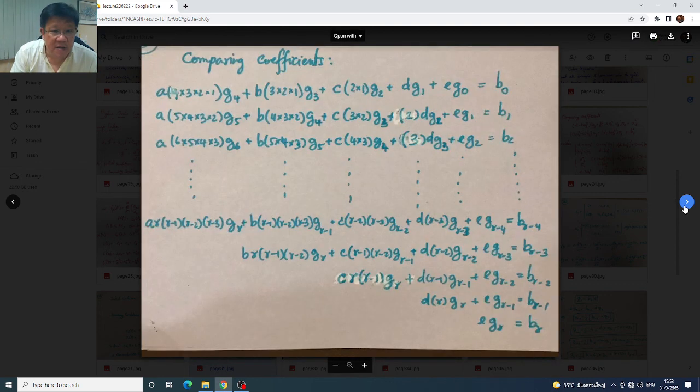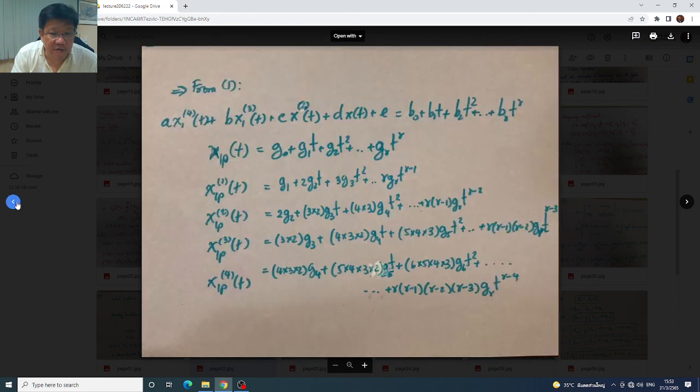Okay, next step, comparing coefficients. Quite some time that b sub 0, this is the right hand side in terms of zero order. This is the first order of time t, and second order, up to R order on the right.